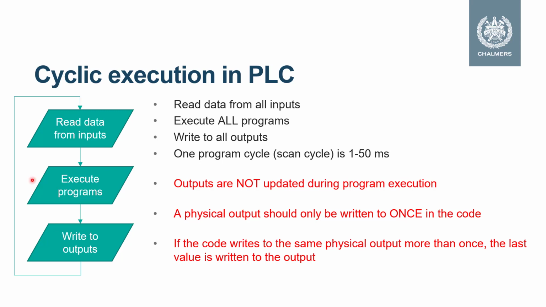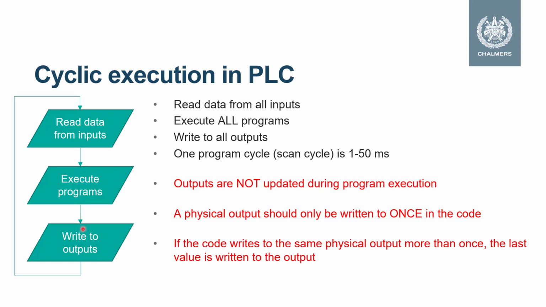Which means, for example, that if I have connected one of my outputs to a lamp, and here in my code I say the lamp should be on, and then later on in the code I say the lamp should be off, when we come to here, the output module will read the state of the lamp that we have, which is off, because I tried to turn the lamp on and I turned the lamp off, which means that I will write off.